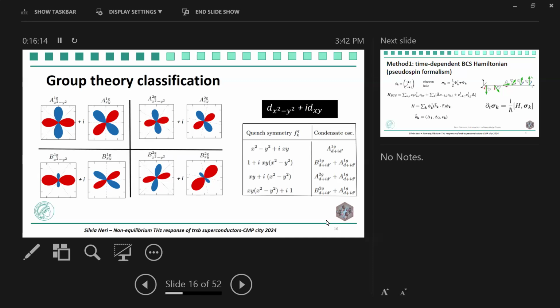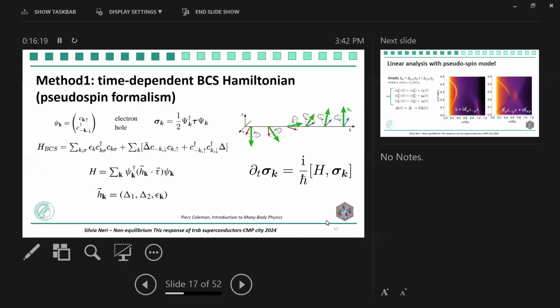And now, in order to study the dynamics and excite this sort of oscillation, we decided to adopt a time-dependent BCS Hamiltonian. So it's pseudo-spin formalism. We start with this Nambu spinor. We define the Anderson pseudo-spin. We write down the BCS Hamiltonian in this scenario, such that we have this Anderson pseudo-spin precessing along this pseudo-magnetic field, which embeds both the interaction part and the kinetic part. And then the dynamics of this Anderson pseudo-spin is going to be given by the Bloch equation.